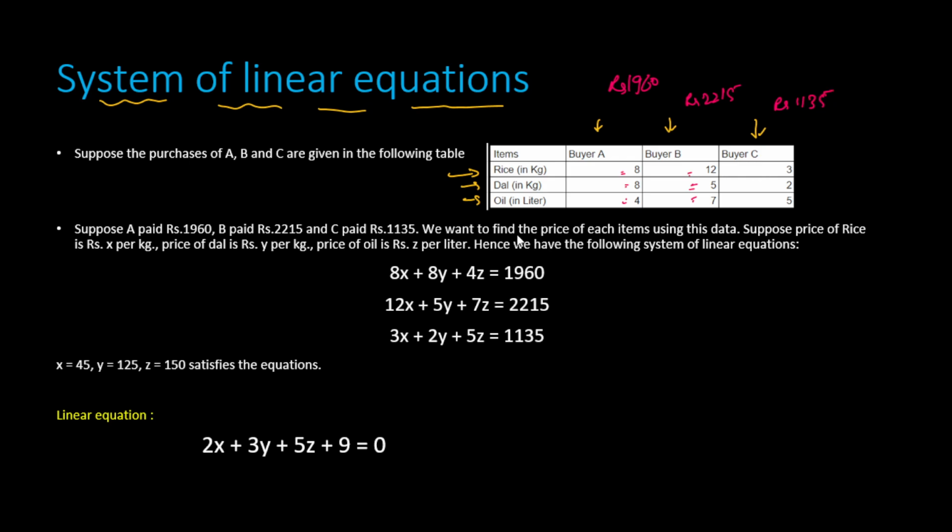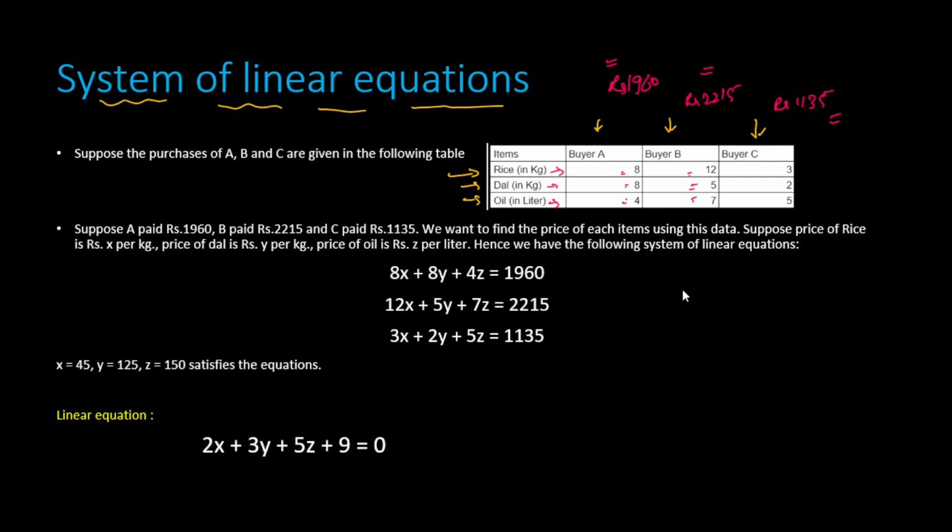We want to find the price of each item using this data. So we have this data, and we now want to find the price of each item. We need to find the cost of 1 kg of rice, since he bought 8 kg of rice. Same, what is the cost of 1 kg of dal, and what is the rate of 1 kg of oil, so that when buyer A bought this quantity, he paid this amount. When buyer B bought this quantity, he paid this amount, and buyer C bought these quantities and paid this amount.